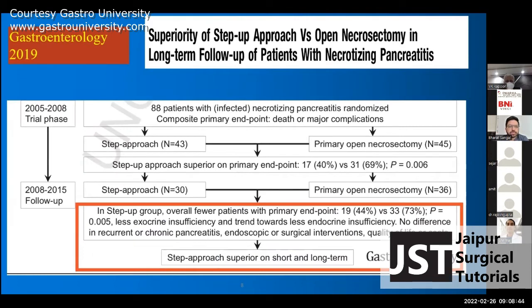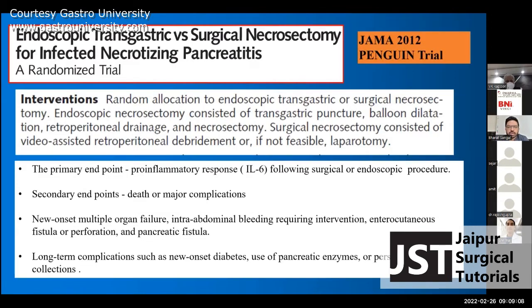The same study on long-term follow-up also showed less exocrine insufficiency and a trend towards less endocrine insufficiency, with no difference in recurrent or chronic pancreatitis, repeated endoscopic or surgical interventions, quality of life, or costs. This suggested the step-up approach being superior on short-term and long-term follow-up. Now, the step-up approach was deemed better than open necrosectomy.